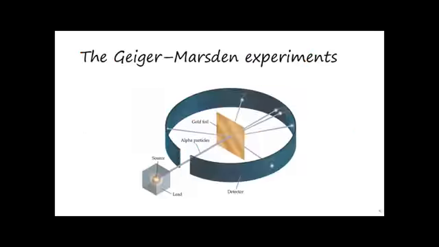This is the experimental setup of the Geiger-Marsden experiments. The source of alpha particles is a radioactive substance such as uranium or plutonium. It is kept inside the cavity of a lead block. By using a slit, the alpha particles are made into a fine beam and allowed to fall on a thin gold foil. Any alpha particles leaving the gold foil can be detected by using a detector. The detector is nothing but a fluorescent screen such as zinc sulfide.